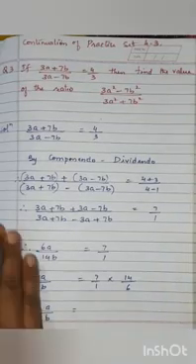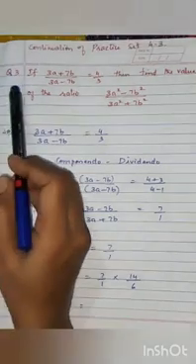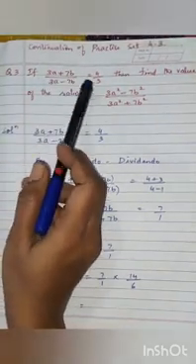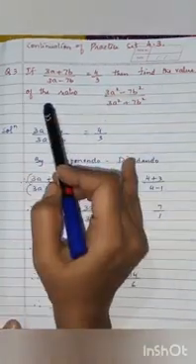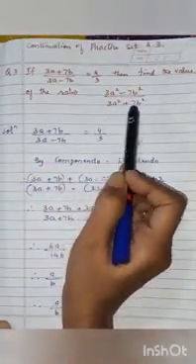Good morning, students. Today in Maths 1, we are continuing with our practice set 4.3. Question number 3: if (3a + 7b)/(3a - 7b) = 4/3, then find the value of the ratio (3a² - 7b²)/(3a² + 7b²).